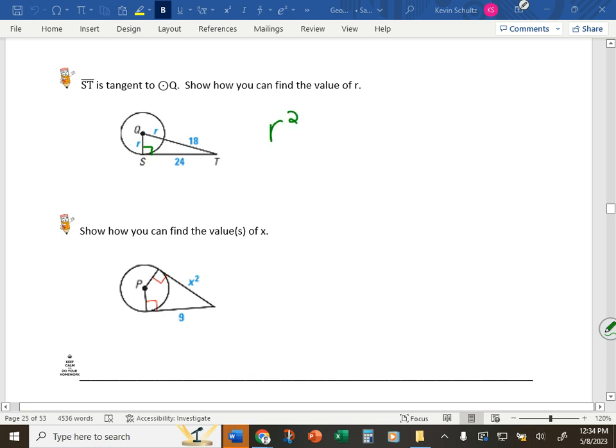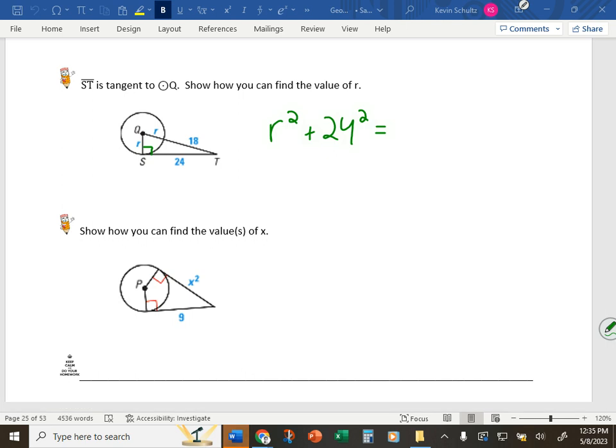So we know that R squared plus 24 squared, what's going to represent the hypotenuse length here? R plus 18. And when you write that, make sure you put it in parentheses because you're squaring the entire side. You're squaring the sum of those two parts.